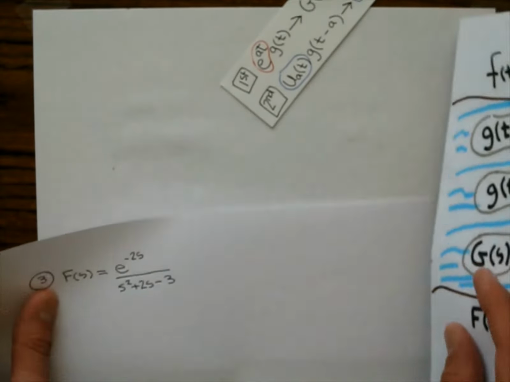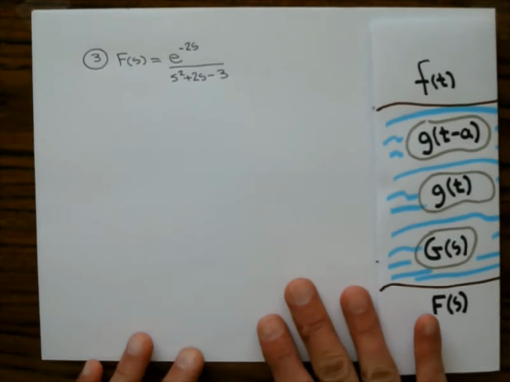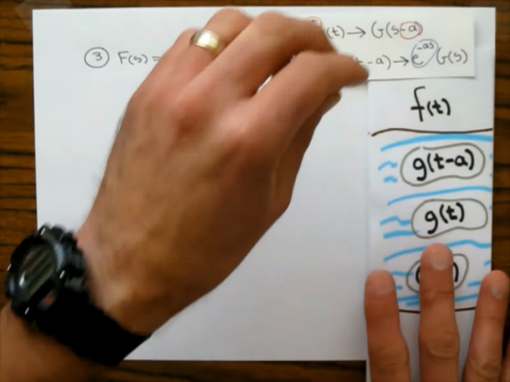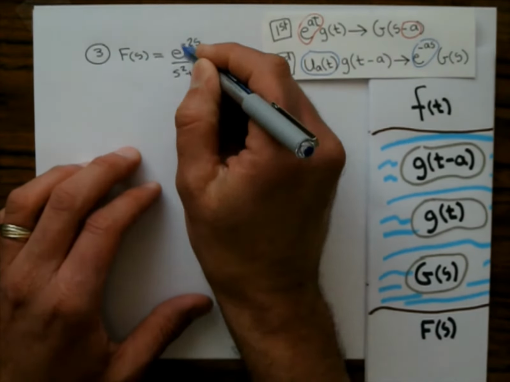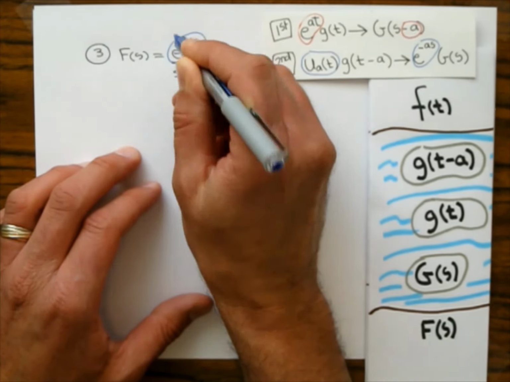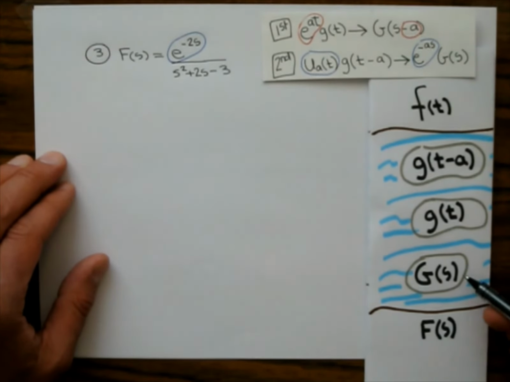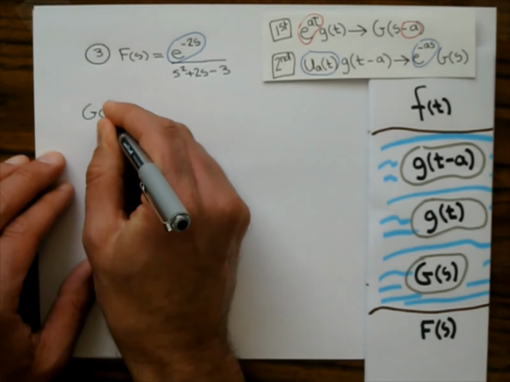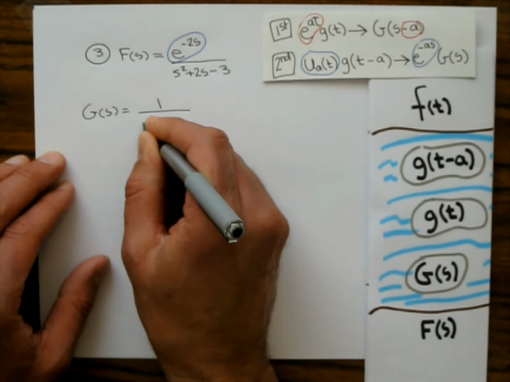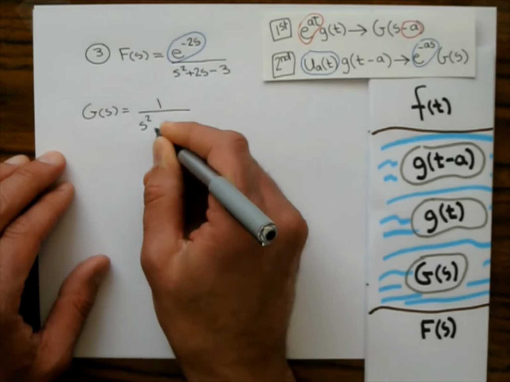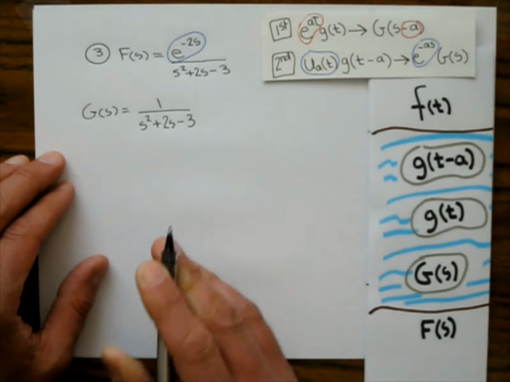Okay, so what do I have here? I've got the river, and let me just put this centered right here, and then I've got the shifting theorems. Okay, so I say, wow, look at this. This is the second shifting theorem. I'm finding the inverse transform, and so I am jumping to the first stone, G of s. G of s is 1 over s squared plus 2s minus 3.